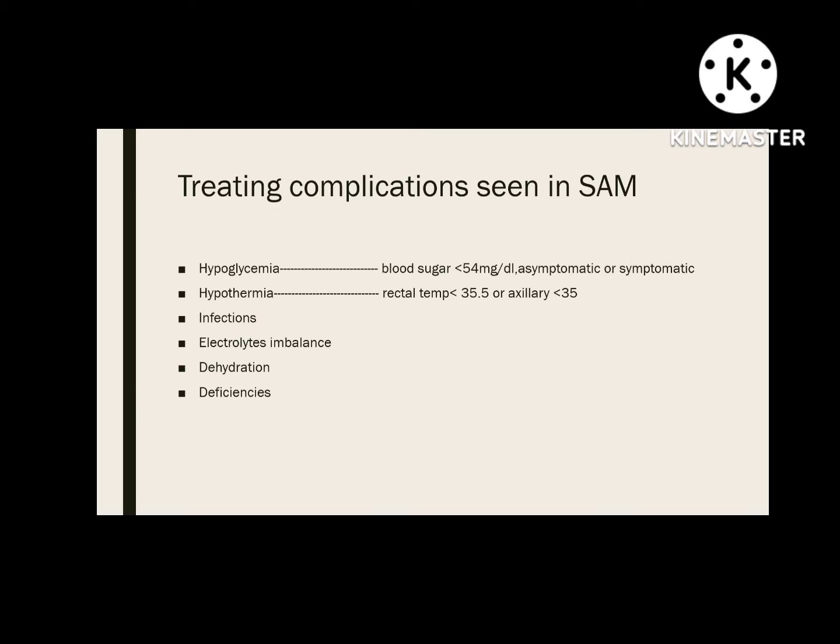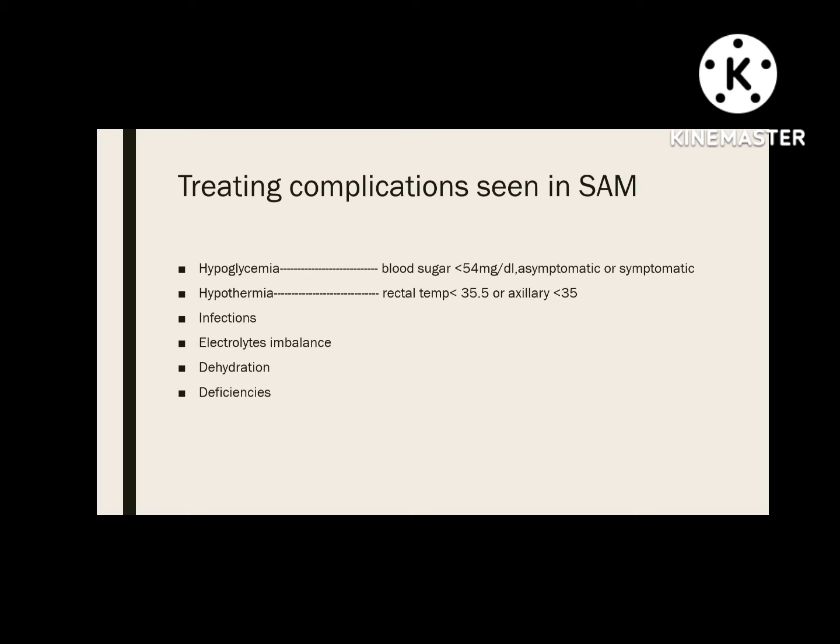Now, what are the complications of SAM? We can see hypoglycemia, hypothermia, infections, electrolyte imbalance, dehydration, and some deficiencies in a child with SAM. Now, treating hypothermia. We say hypothermia when either axillary temperature is less than 35 degree Celsius or rectal temperature is less than 35.5 degrees Celsius.